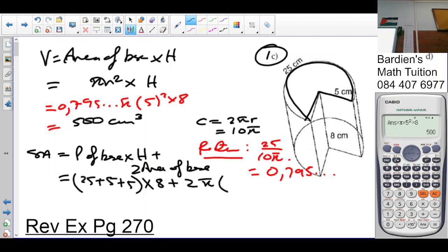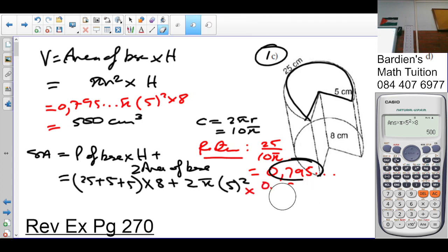It's 2 pi r, which is 5 squared. But is the whole base considered? No. Only 0.795 is considered. You guys understand? So multiply this by 0.795, or closer to the correct answer would have been the ratio, which is 25 over 10 pi. Okay. So that's going to give us, open brackets, 25 plus 2 times 5, which is 10, close brackets, times 8 plus 2 pi times 5 squared times 25 over 10 pi.